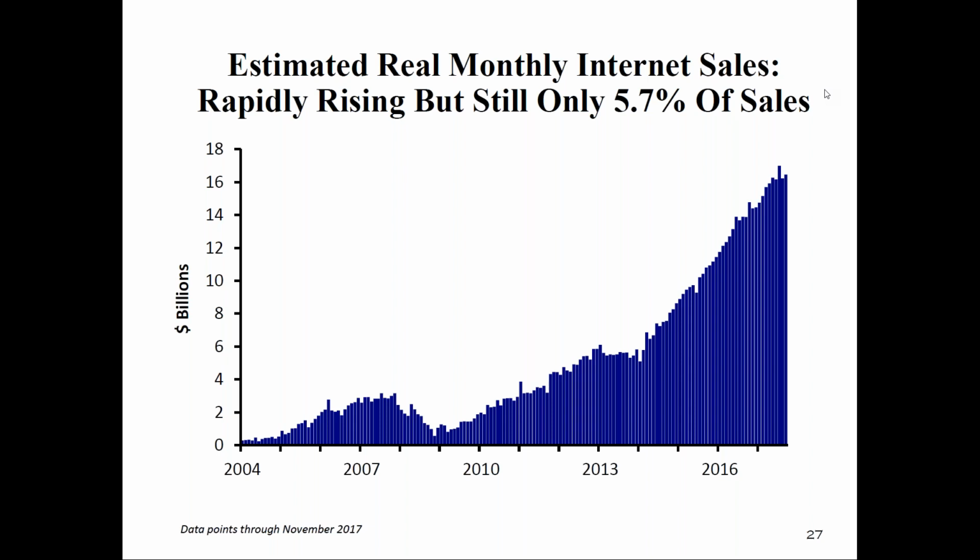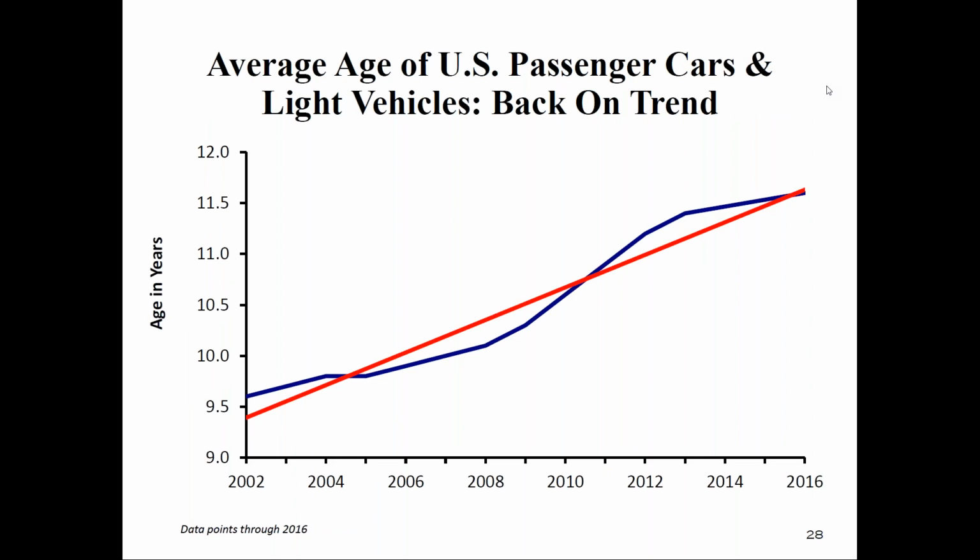automobile, back on trend. Why is that important? It got below trend when people refused to buy cars because they were afraid, they didn't have confidence or money. They let their cars get older, and then they've gone on a buying spree, and they brought the age back down. And they brought the age back to about normal. The reason their age grows over time is technological advance. So the auto sector is in pretty good balance right now.